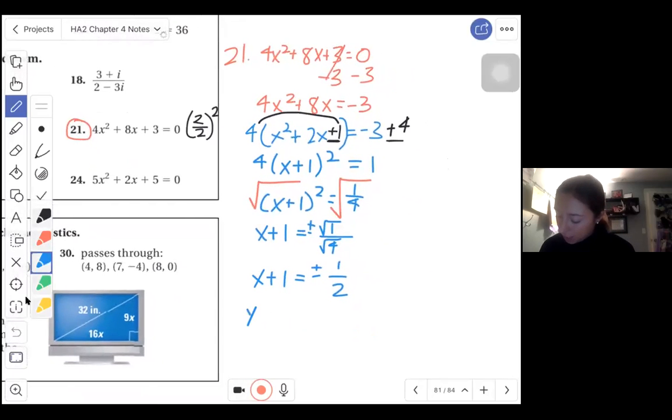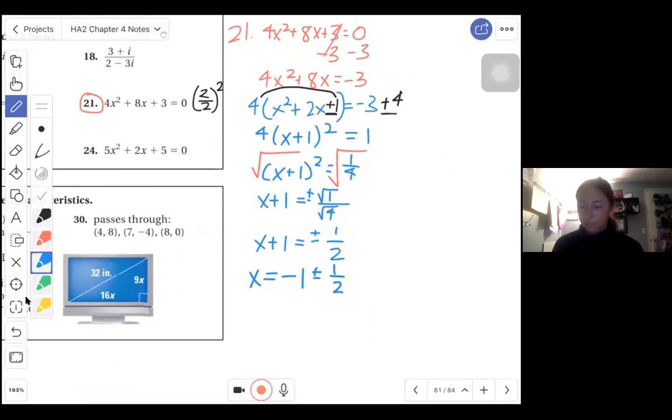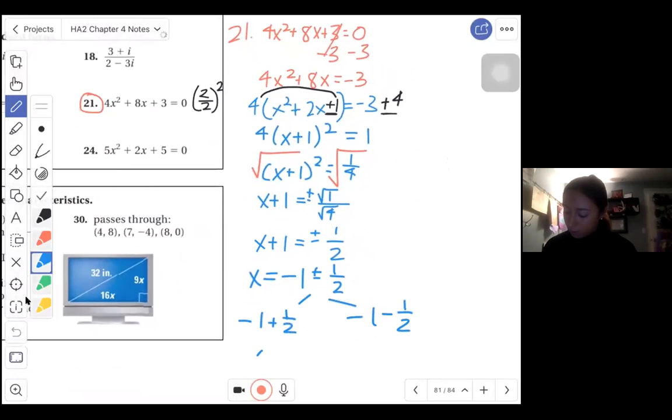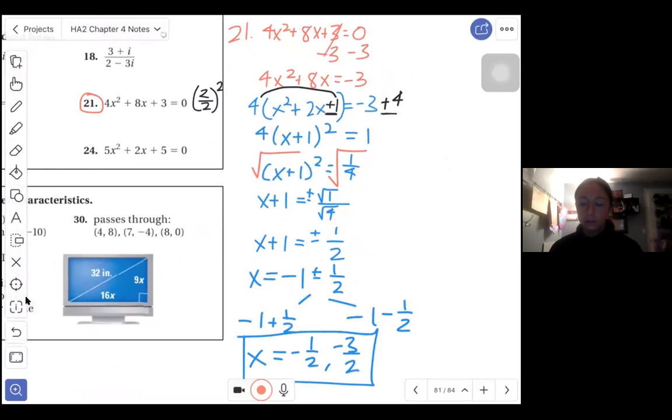So then we'd have to subtract that 1 over. So -1 plus or minus 1/2. We could get our two different answers. So one will be -1 plus 1/2, and the other one will be -1 minus 1/2, which would give us -1/2 and also -3/2. And there are two different answers. Questions on this one?